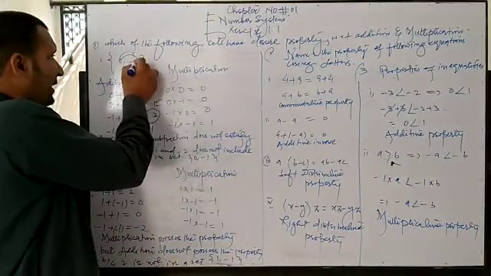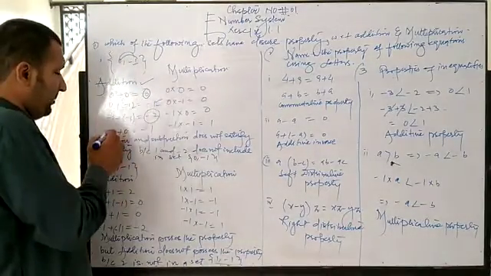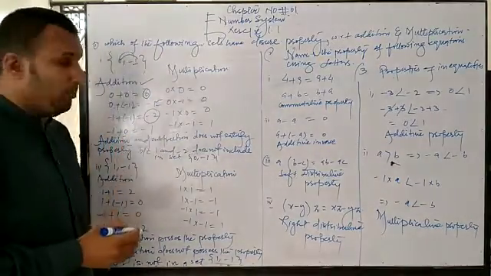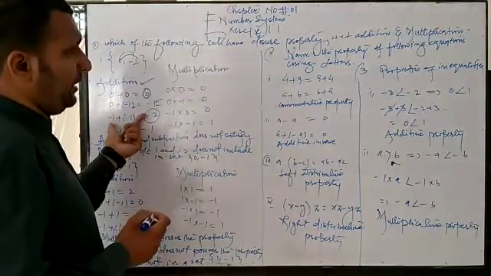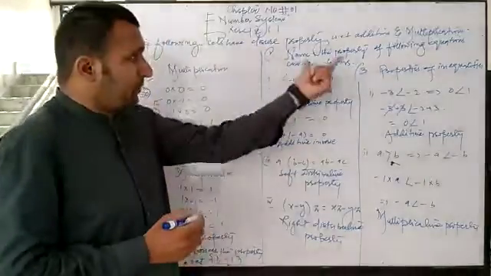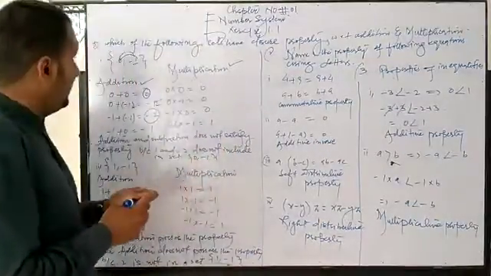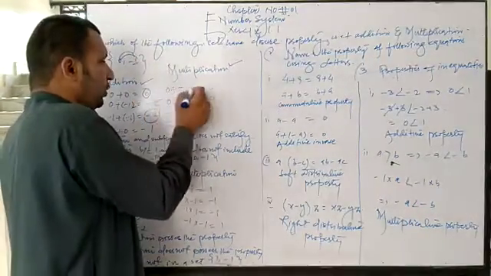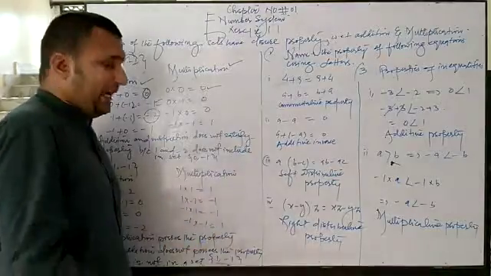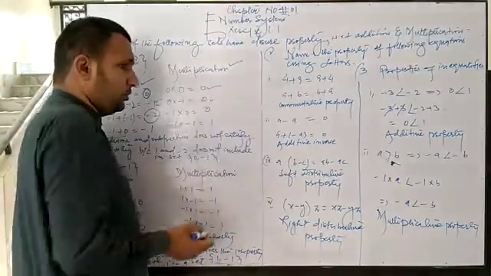Again, minus 1 plus 0 is equal to minus 1. This is the first property, the closure property with respect to addition. Again, we multiply the set {0, -1}. 0 multiplied with 0 is equal to 0. Again, 0 multiplied with minus 1 is equal to 0.